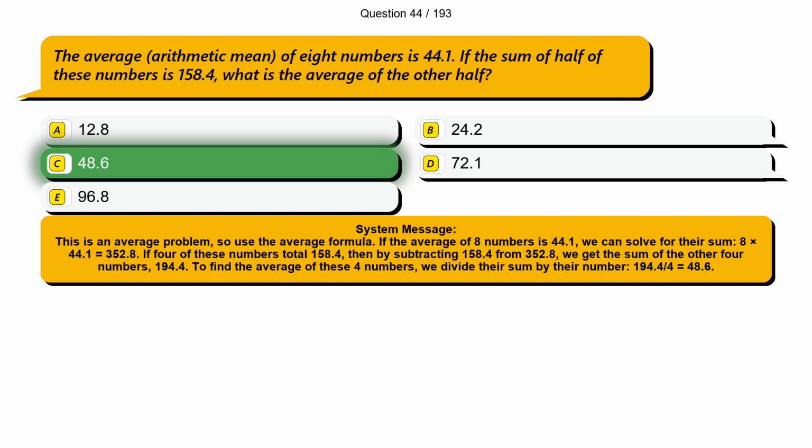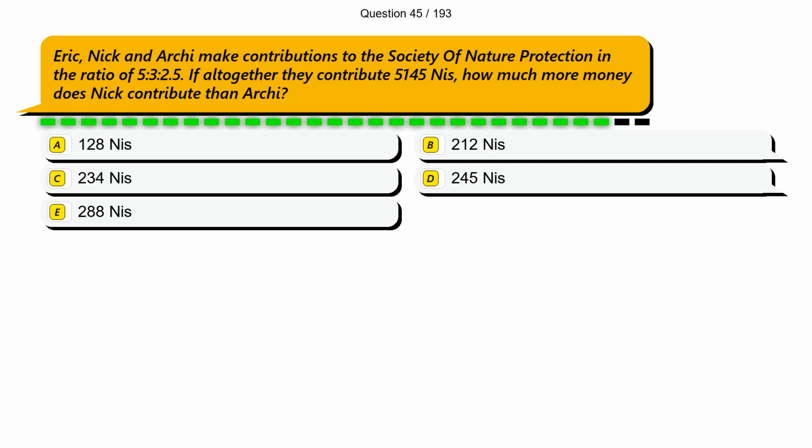Question 45. Eric, Nick and Arka make contributions to the Society of Nature Protection in the ratio of 5:3:2.5. If altogether they contribute 5,145 NIS, how much more money does Nick contribute than Arka? Option A, 128 NIS. Option B, 212 NIS. Option C, 234 NIS. Option D, 245 NIS. Option E, 288 NIS.